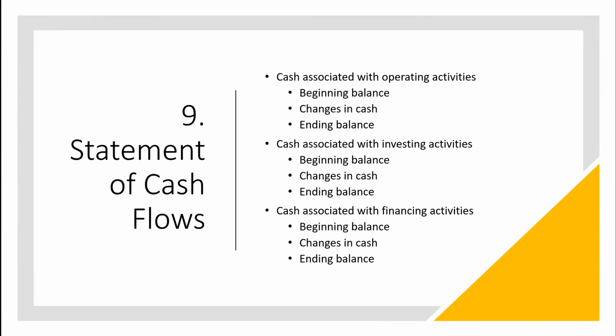Then we get finally to the last statement, the statement of cash flows. And again, this is another reconciliation statement, but we break it down into three sections: an operating section, an investing section, and a financing section. In the operating section, we're going to deal with changes in cash that are related to the day-to-day operations of the business.